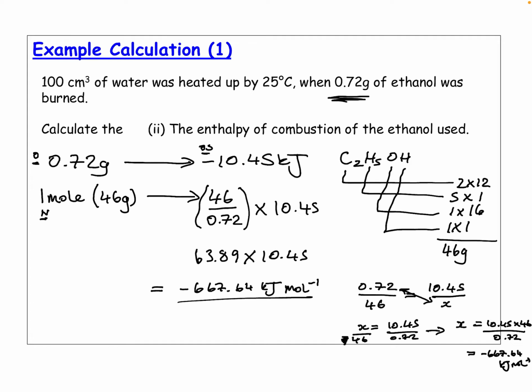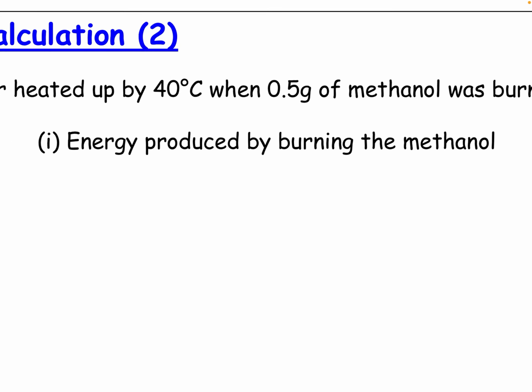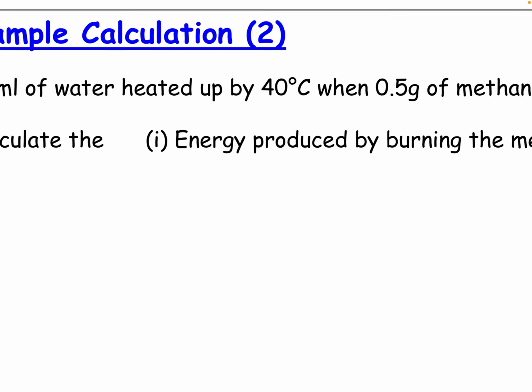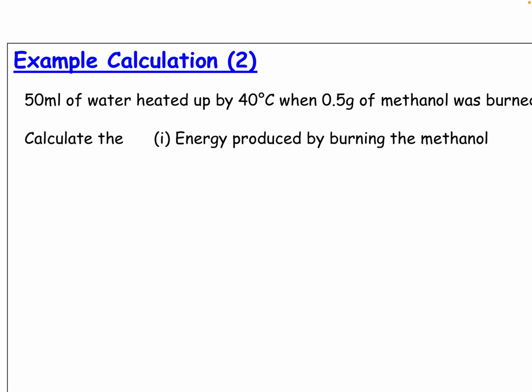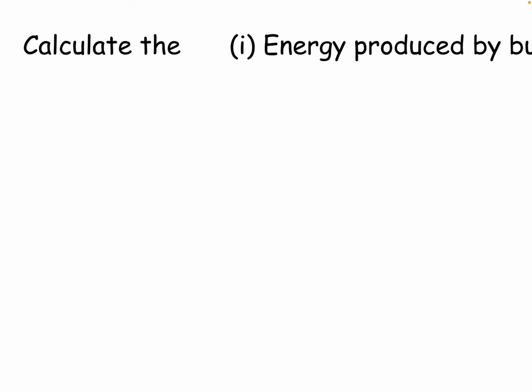Okay, we're going to try another one, and here it is just now. We're going to look at 50 mils of water being heated up by 40 degrees Celsius when 0.5 grams of methanol is burned. So let's start with the easy bit. It's first asking us to calculate the energy produced by burning the methanol. So we will do that just now. It's not asking for enthalpy, so it's the first step that we have to do.